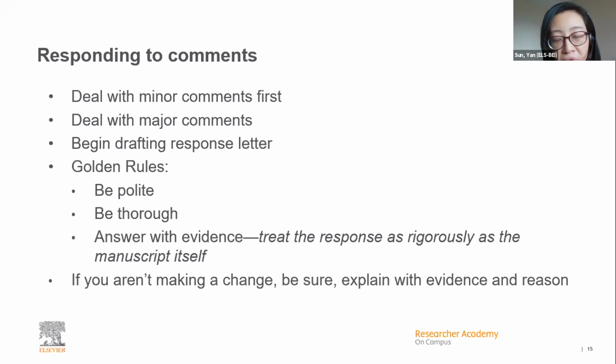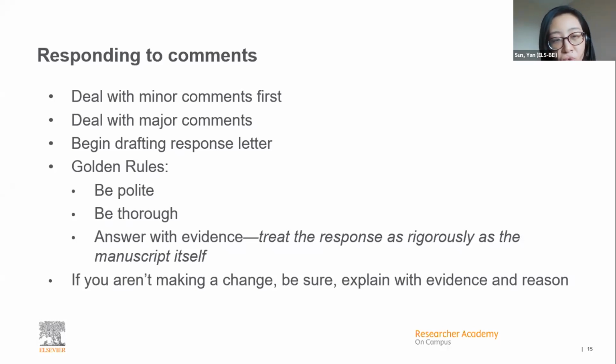You deal with minor revisions first and then major revisions, and drafting your response letter. But the golden rule is really to be polite, be thorough, and answer with evidence. Don't just say that, "I got it, I understand," but explain specifically how you're going to improve and where you have improved. Treat the response as rigorously as your manuscript itself.